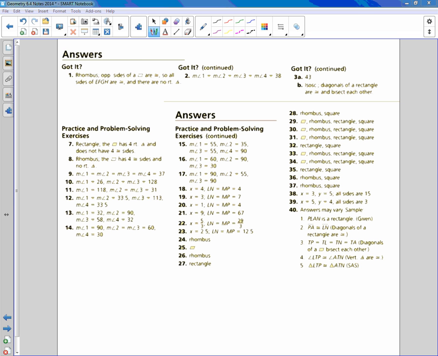Okay, now that you've taken all the practice problems and the notes for this section, continue to practice the practice problems and then use this document here to check your answers.